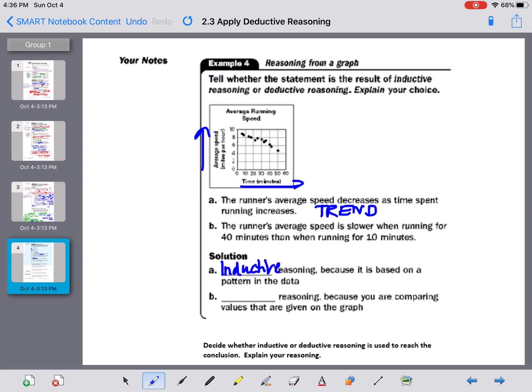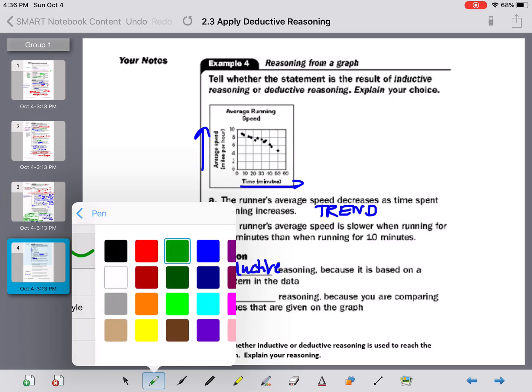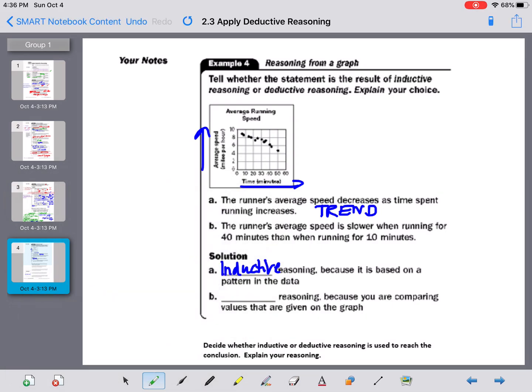Okay? Now, for the second one here, it says the runner's average speed is slower when running for 40 minutes, so I can go to 40 minutes and get like this number right there, than when running for 10 minutes, so I could use this number right here. Okay, if I have some numbers that go with their statement, and I could run my calculator to find average speeds, is this inductive or deductive? And we're going to call that deductive because we're basing it on actual values, okay? So the actual values will make it deductive.